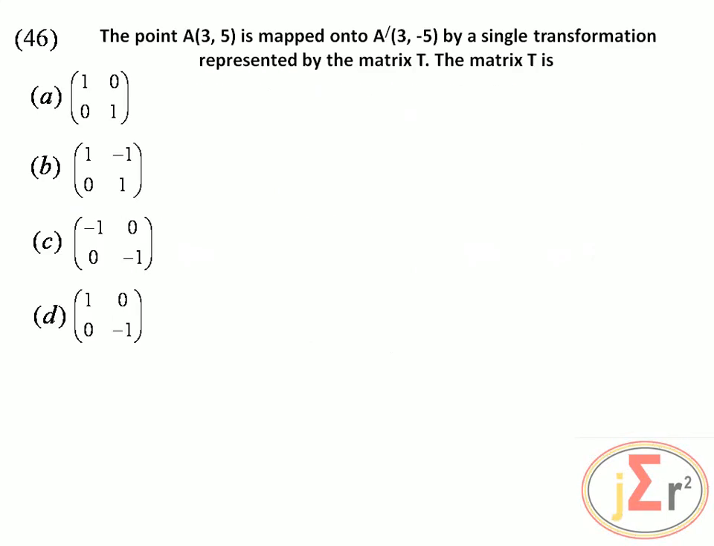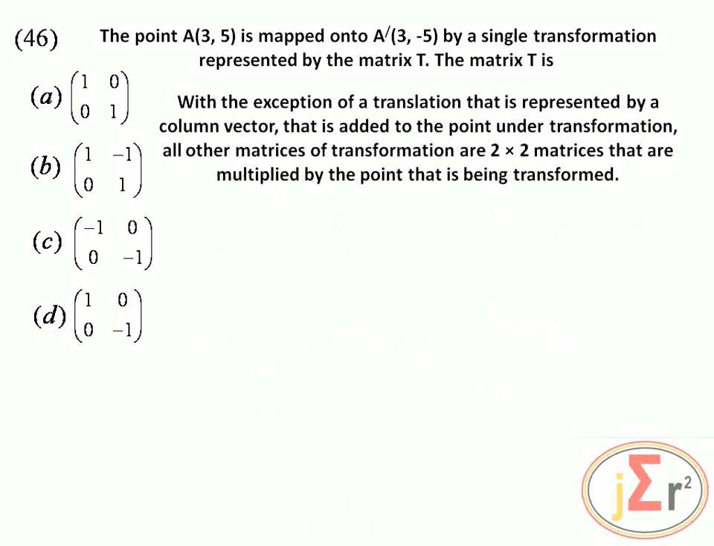The point A, (3, 5), is mapped onto A prime, (3, negative 5), by a single transformation represented by the matrix T. We need to determine the matrix T. And of course, we have all the choices right here on the left-hand side that we will be using to determine the matrix T.